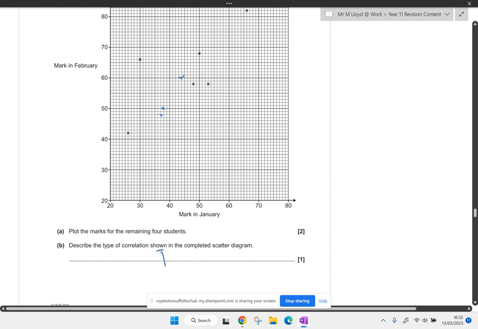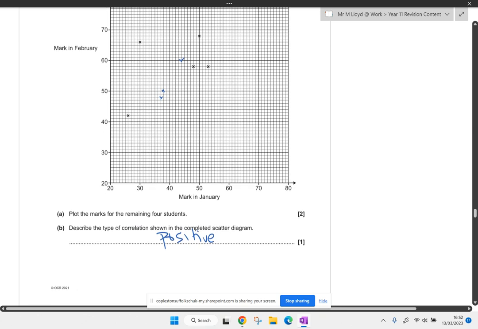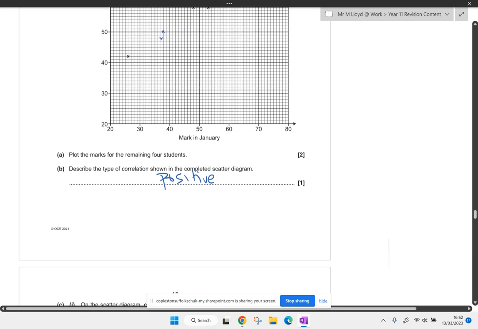Describe the type of correlation. We've got a positive correlation. Don't need to go into any more depth of whether it's strong. If you see 2 marks, it might want strong positive or weak positive.